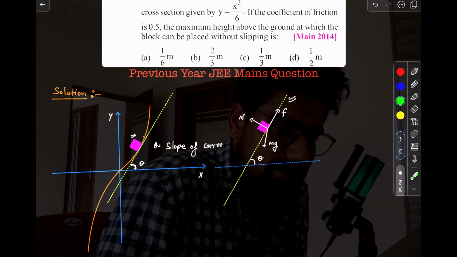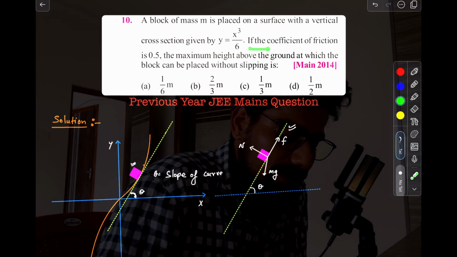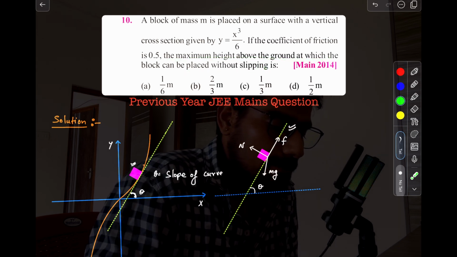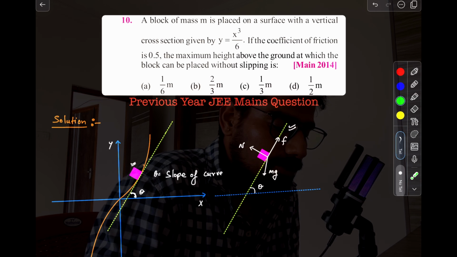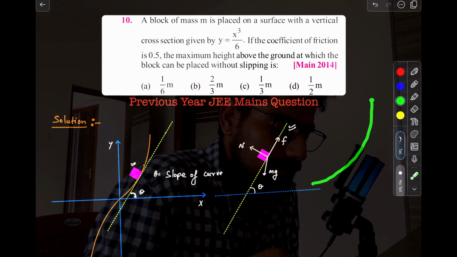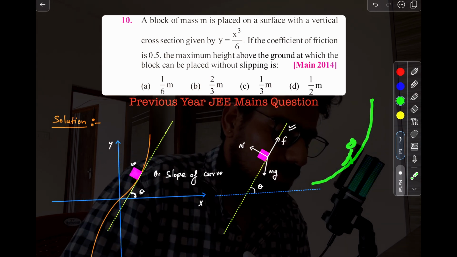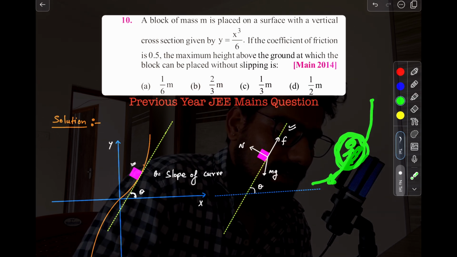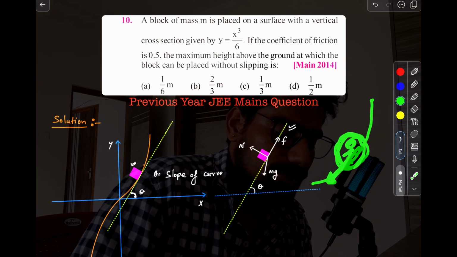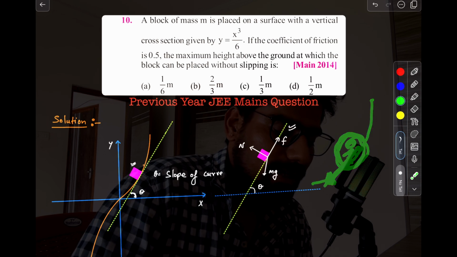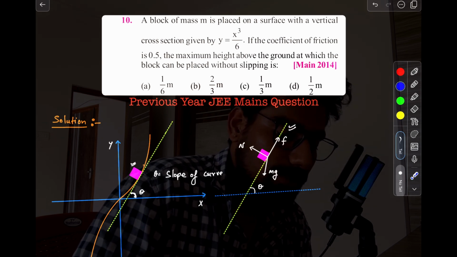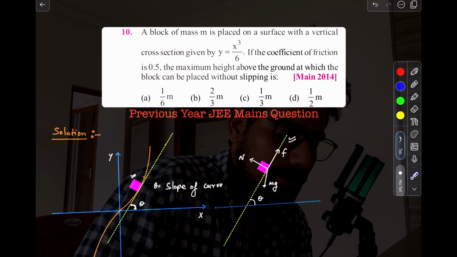Now the question is, if the coefficient of friction is 0.5, the maximum height above the ground at which the block can be placed without slipping is. Like you might have experienced, if we take a surface like this and you want to go on this surface, you can go up to some extent of height. After that there will be sliding because gravity's component in this direction will increase, but friction will not be able to support that, right? So that is the basic question, but a little bit of mathematics we need to do here.